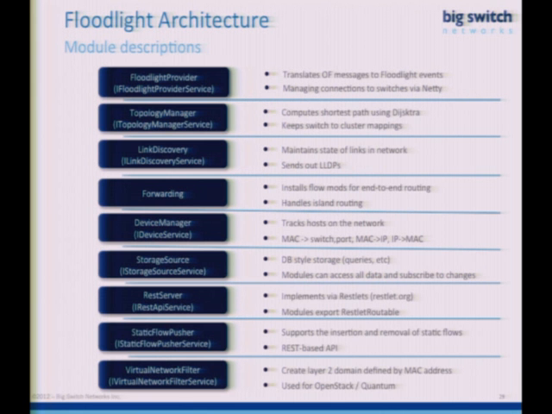So the Floodlight provider module kind of simply sits there and translates OpenFlow messages into events that other modules can then access. It manages the connections from the controllers to the switches. The topology manager keeps an up-to-date topology of the network underneath it. So it will compute the shortest path between each of the switches that are connected to the controller, simply using the Dijkstra algorithm.